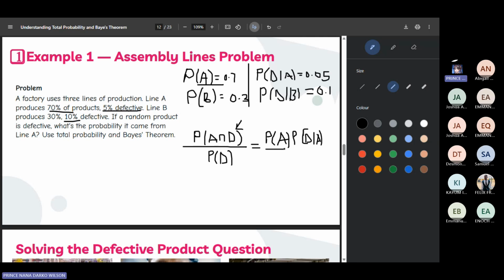And after doing that, we divide it, sorry, by the probability of picking a defective product at all. That's the total sample space, the probability of D.